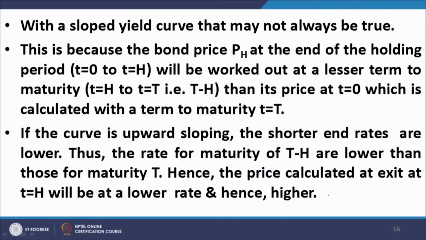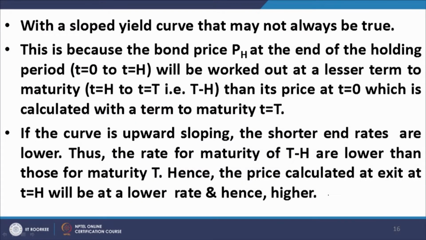In the case of a bond quoting at discount, the discount is amortized just like the premium is amortized in the previous case, and the amount of discount gradually diminishes with the remaining maturity of the bond. However, this is not necessarily so when we have a sloping yield curve. For example, as I mentioned, in the case of the upward sloping yield curve, what will happen is that the t equal to 0 price will be based on a longer spectrum of interest rates S01, S02, S03, S04 up to S0T, where T is the maturity.